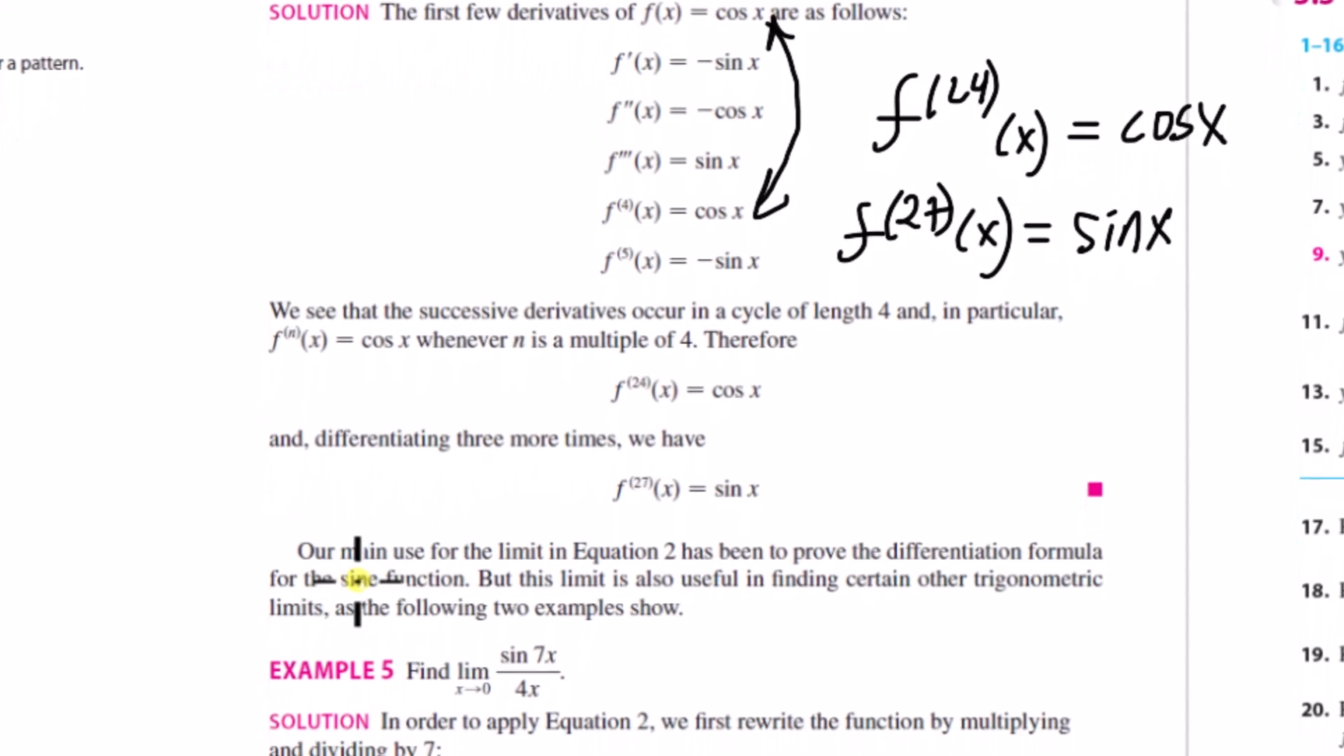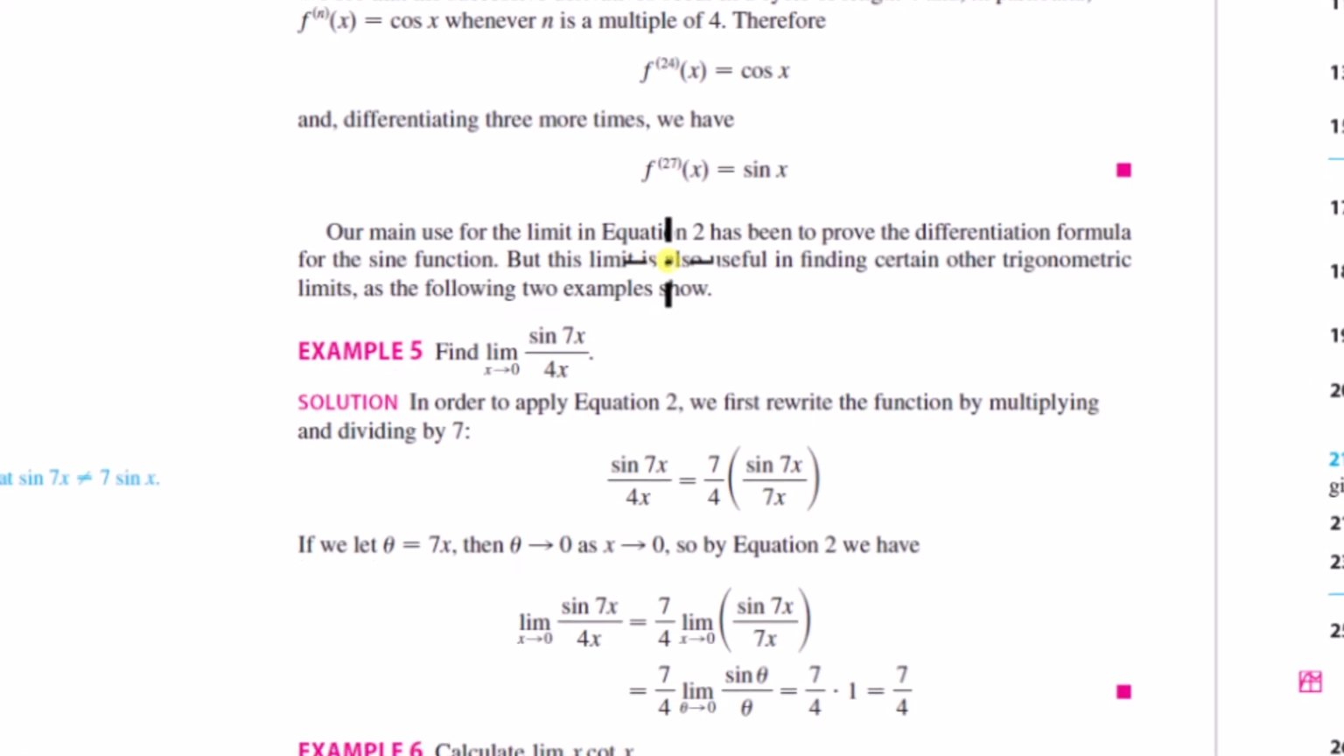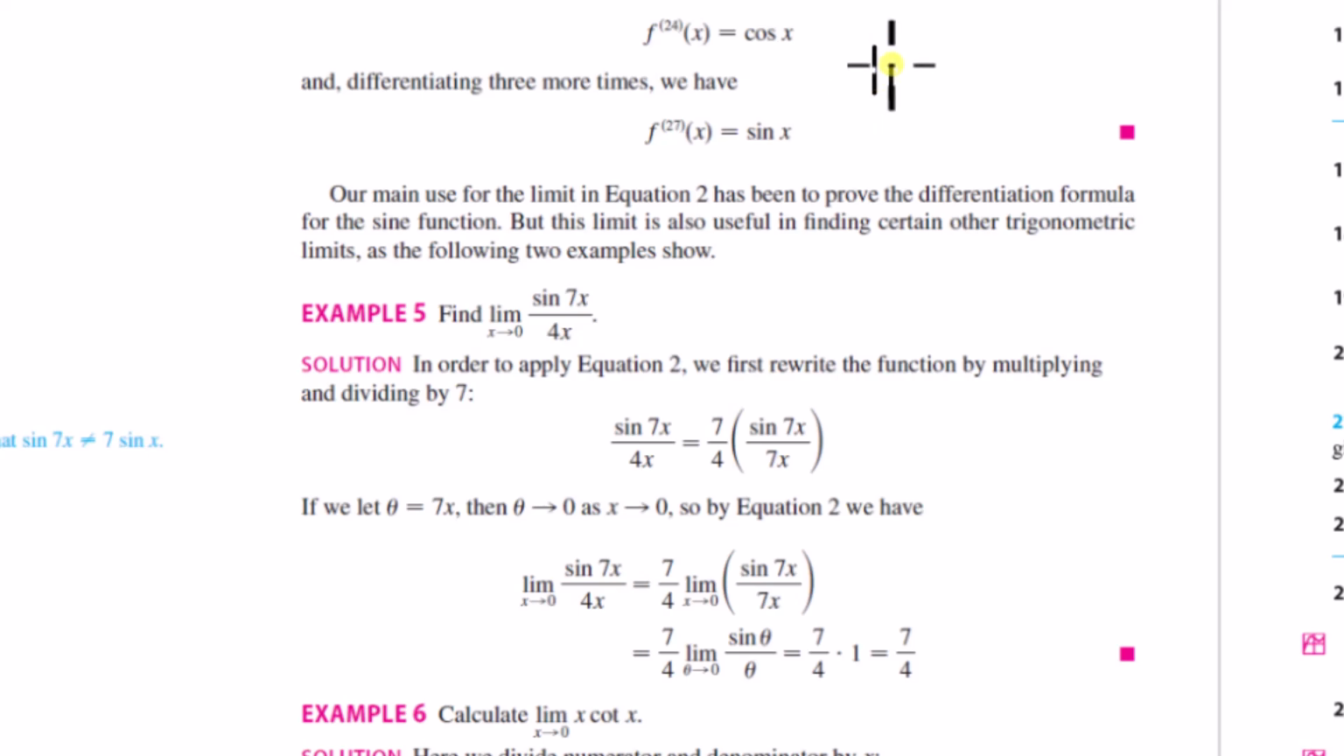Okay, so now it says our main use for the limit in equation 2, the limit as theta approaches 0 of sine theta over theta is equal to 1, has been to prove the differentiation formula for the sine function. We really needed this limit to get that official proof of the fact that the derivative of sine theta is equal to cosine theta. But this limit is also useful in finding certain other trigonometric limits, as the following 2 examples show. So we're just going to want to keep this limit in mind. We'll have to use it for other problems.